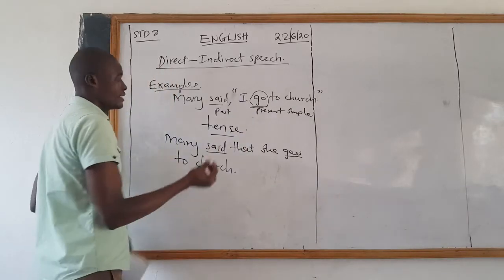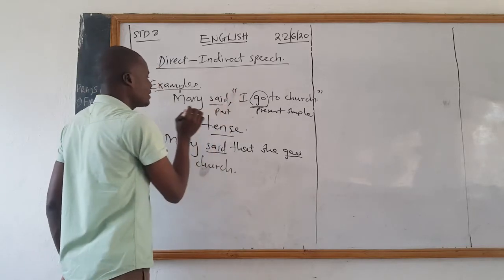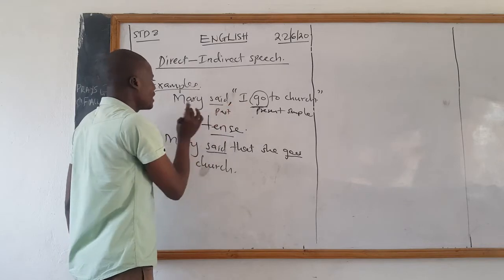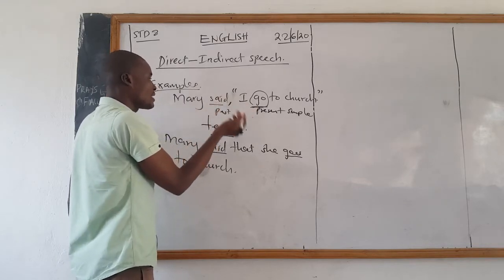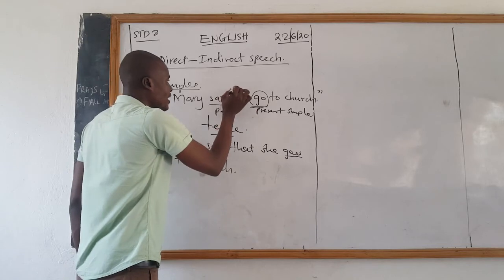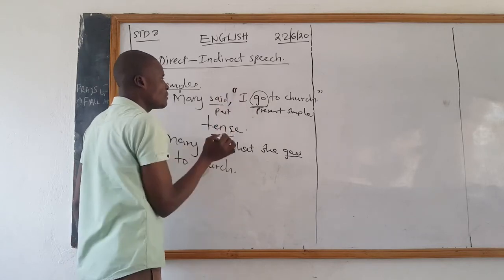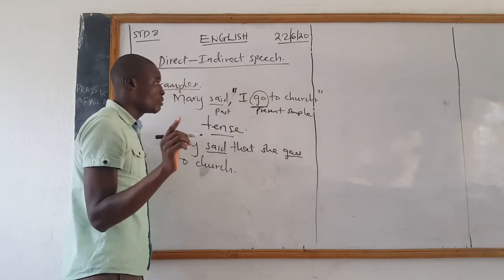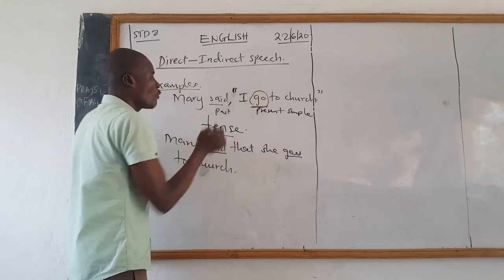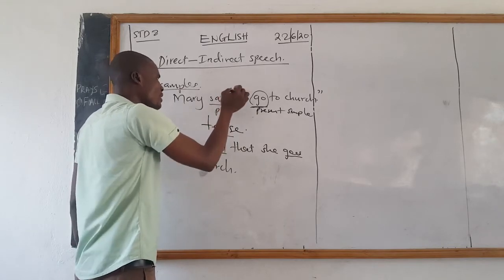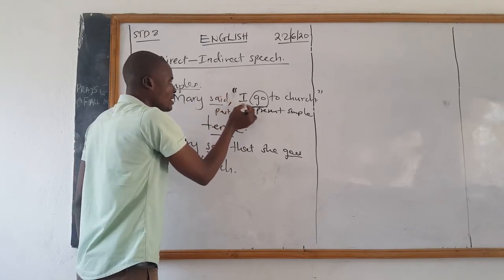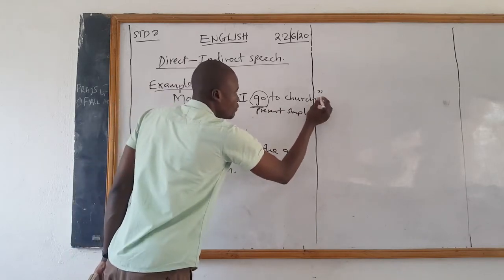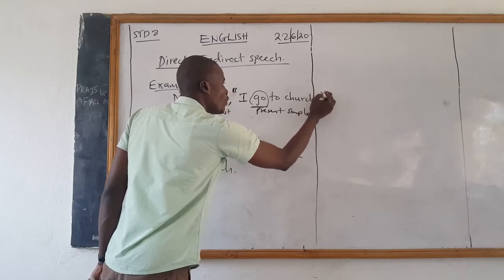Another thing that we are realizing is that when writing your sentences in direct speech, after said or maybe exclaimed or even answered, we normally have an opening speech mark. And immediately after the opening speech mark we have a capital letter. This is where most of you go wrong. There must be a capital letter there. So learner, mark that. And then as you end, there must be a full stop followed by the closing mark.